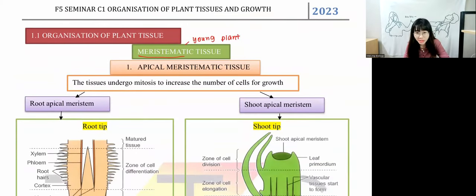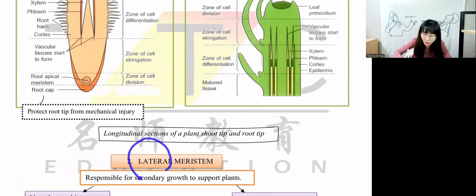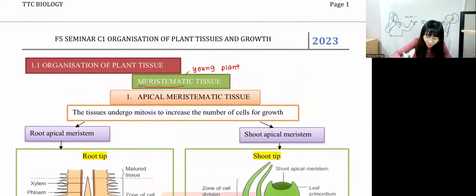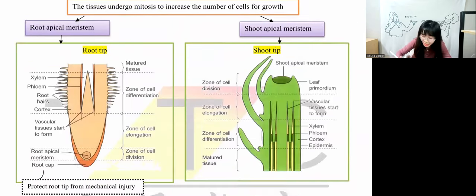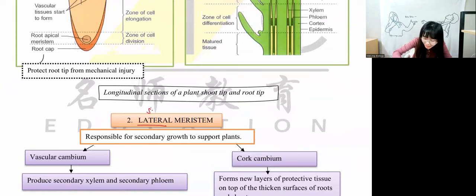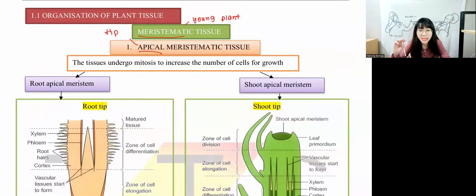We have two different types of meristem: apical meristem and lateral meristem. Apical means tip. Lateral means side. Remember that: apical means tip, lateral means the side.